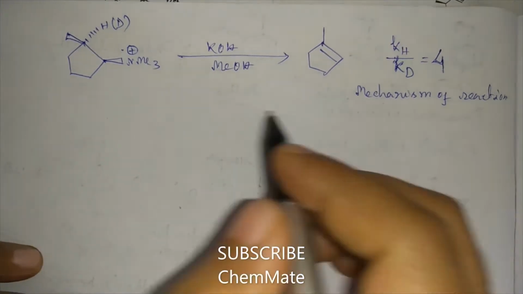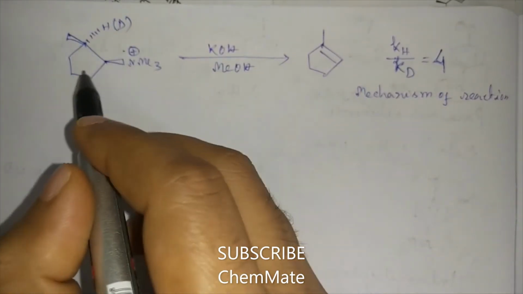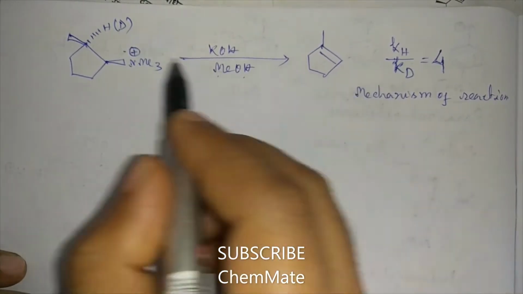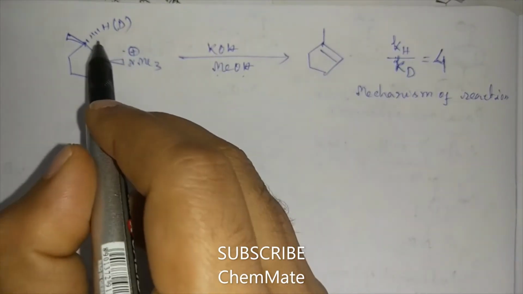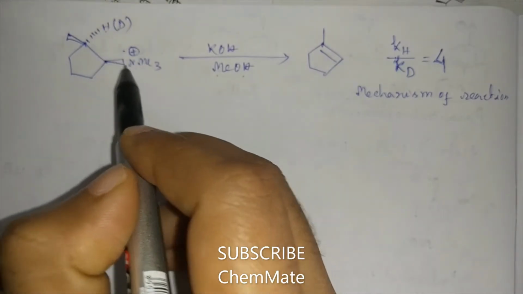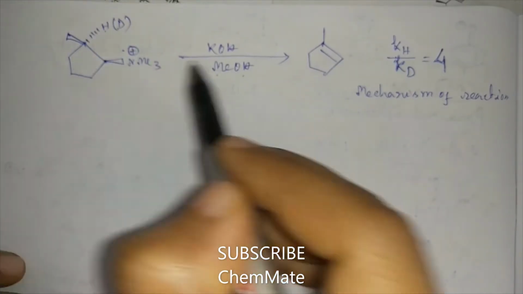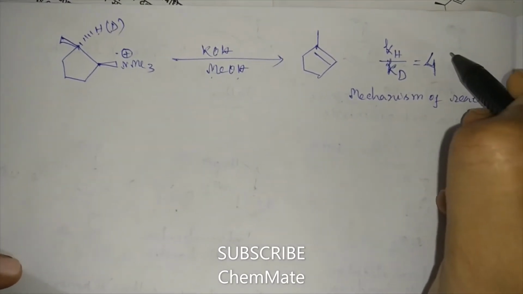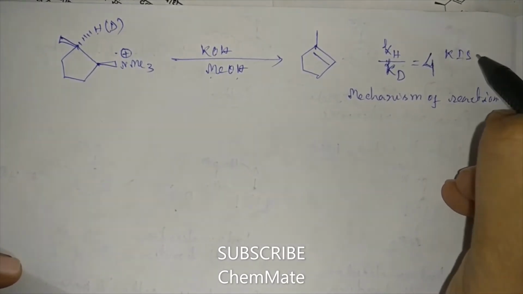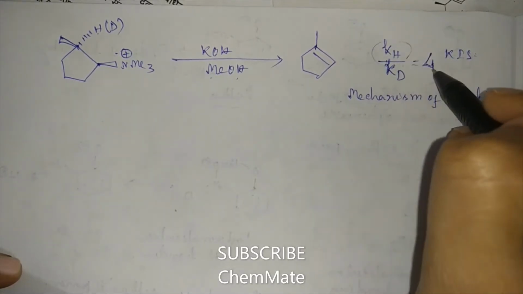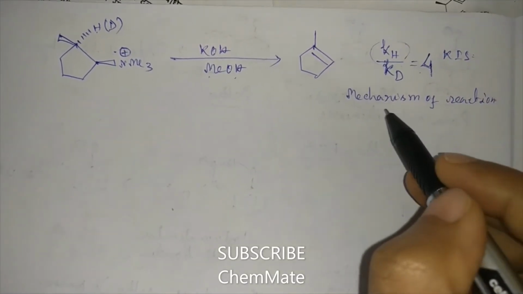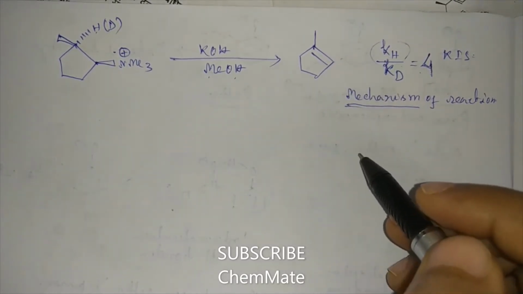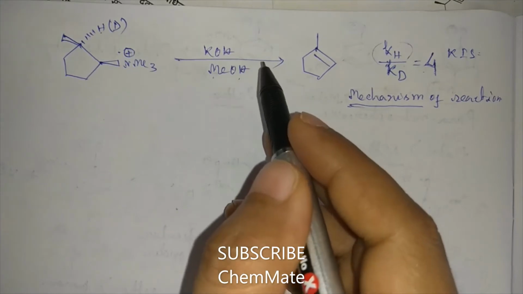Guys, how are you? Here is a very interesting question. This substrate is treated with KOH, MOH. Here an elimination reaction will occur. That is, the H and NMe3 group will eliminate and a double bond will be formed here. Here the kinetic isotope effect, that is, kH/kD, equals 4. We have to determine the mechanism of this reaction. What will be the mechanism of this elimination reaction?